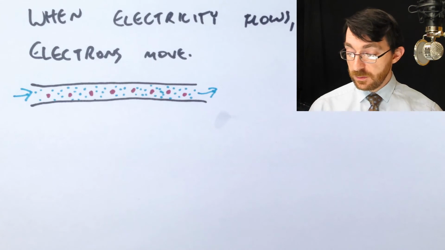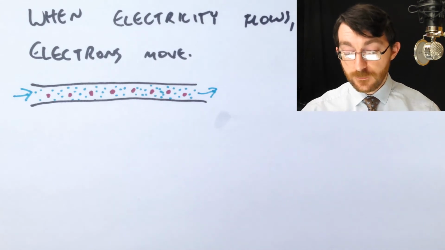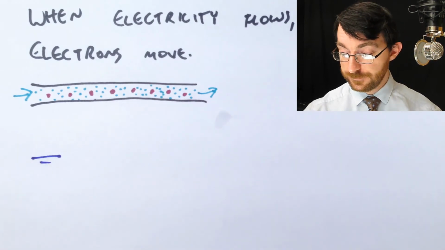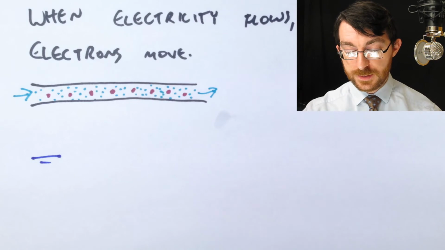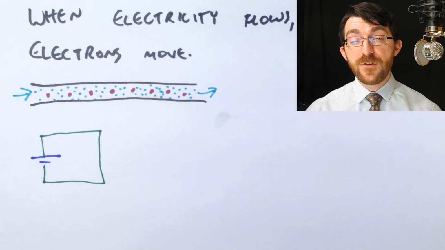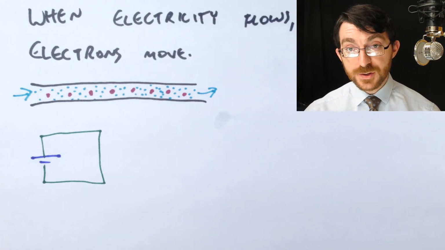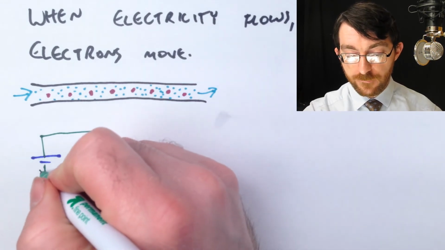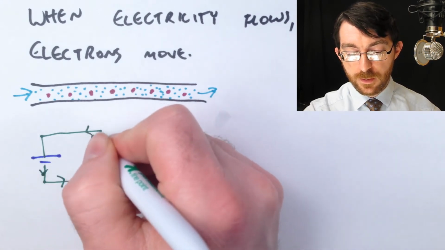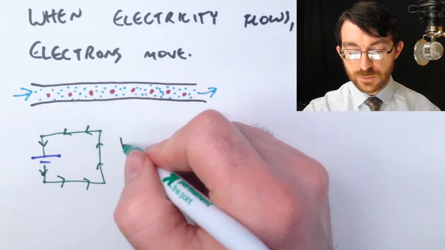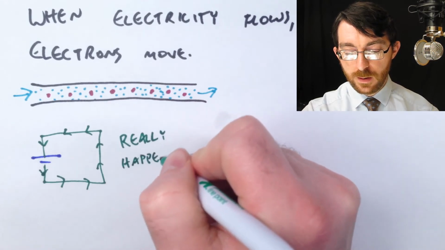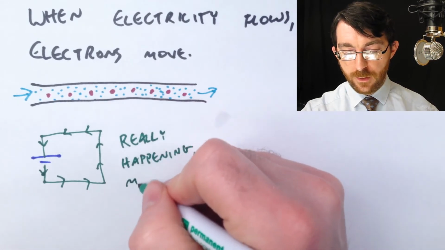little backwards. So let me draw my circuit again. I've got the battery, and I've got a wire. The physical reality is that electrons are traveling from the anode to the cathode. This is what's really happening. However, the math is hard.